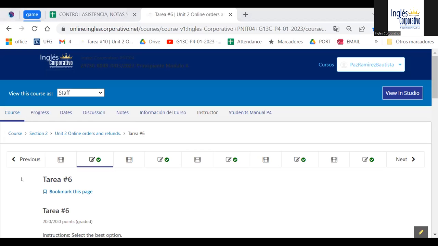Okay, so task number 6 and 7. So work on task 6 and 7. Trabajamos en las 6 y en las 7, okay? The password later. Siempre es 1, 2, 3, 4, 5. Yes. The password.